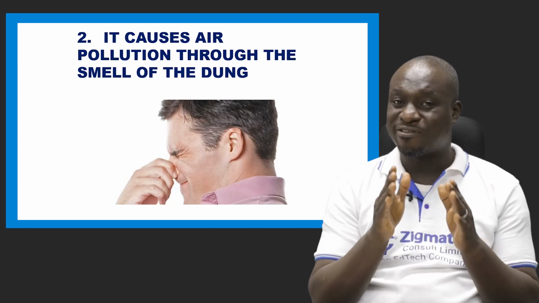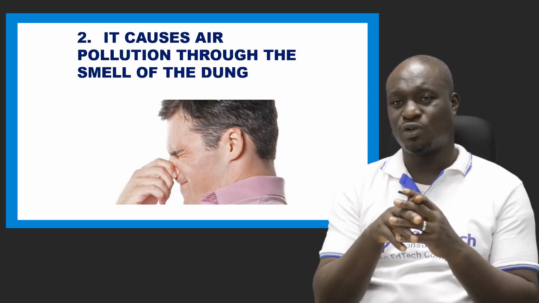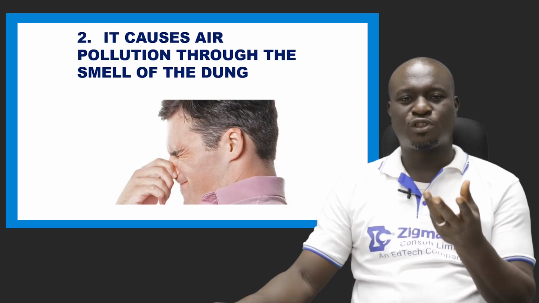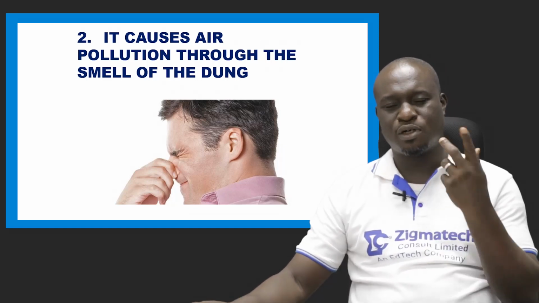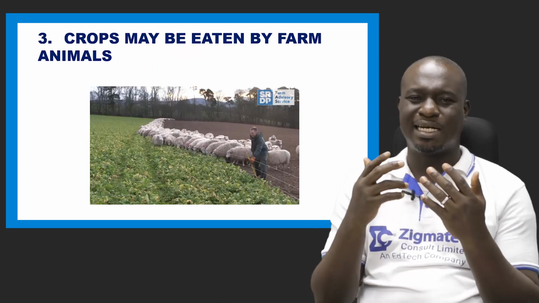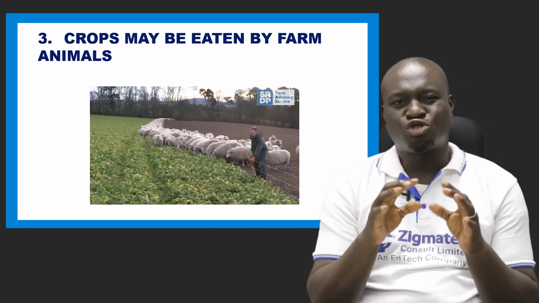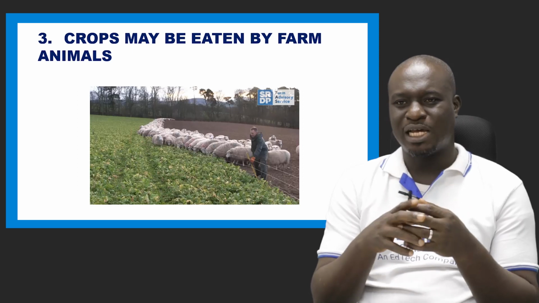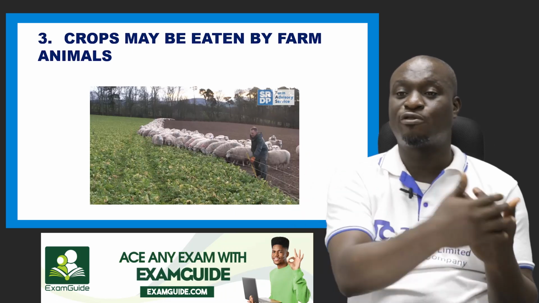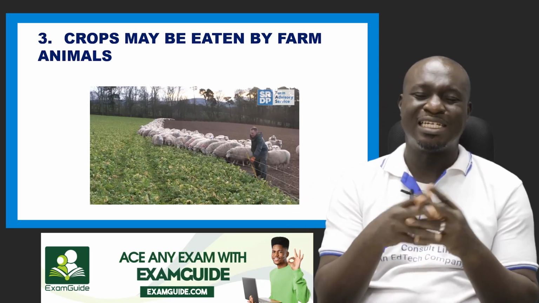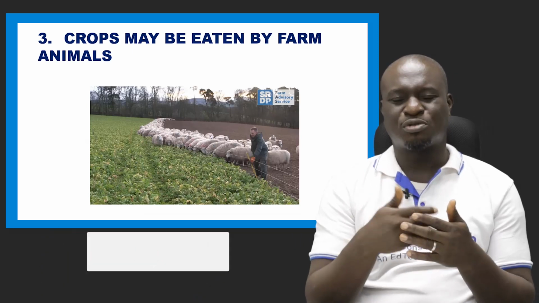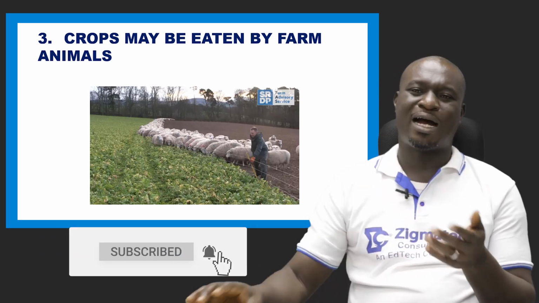However, it has greater effects on the farmland. So one of the things it causes is air pollution. It spoils the air in terms of smell. You don't get fresh air, but a foul smell. Number 3 is that crops may be eaten by animals. This is also another disadvantage. If you are not controlling the movement of these animals, it can lead to overgrazing. So the animals, instead of grazing on a particular place, might start grazing on your farmland and eating up the crops. And this is a negative effect. So it brings about crops being eaten by farm animals.